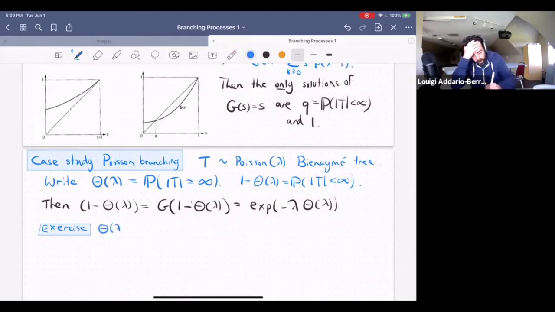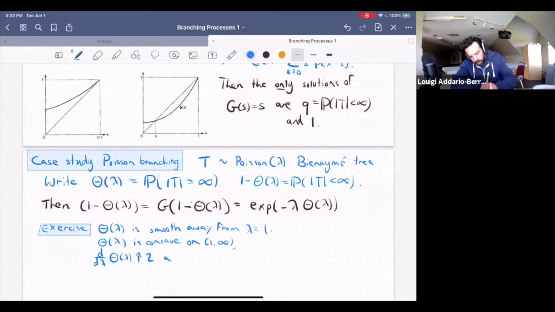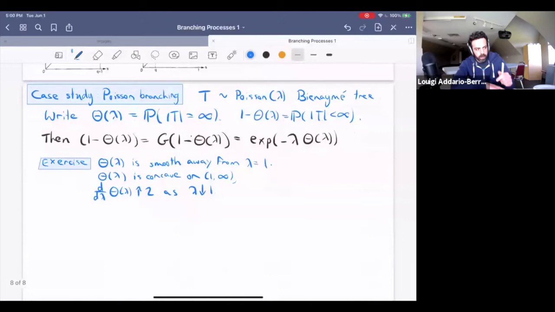So theta of lambda is smooth away from lambda equals one. It's concave on (1, infinity). The derivative in lambda increases to two as lambda decreases to one. So the picture that's giving of this curve is, let me give you a little drawing of that.